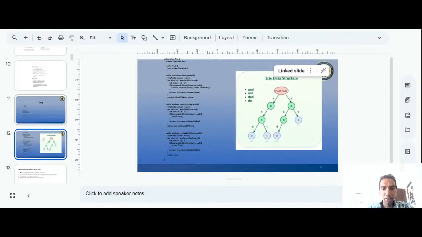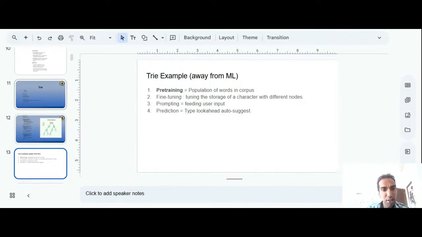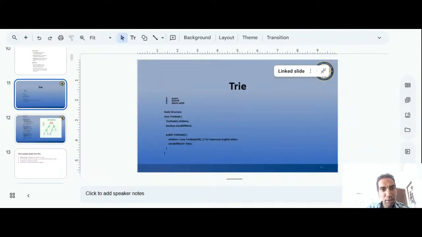So this is trie. This is not exactly tokenization, but it is basically a data structure where every node is a character. Okay, tokenization means, since the models don't understand words, every word is converted into a token.